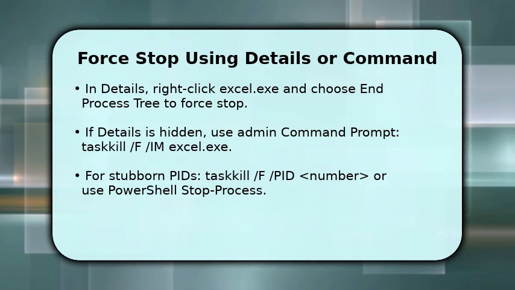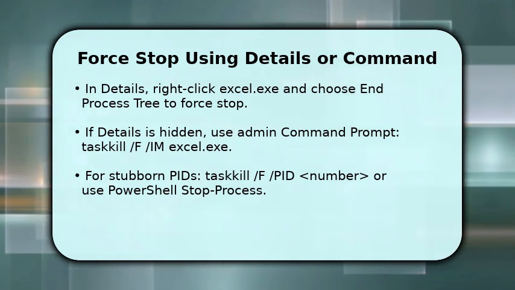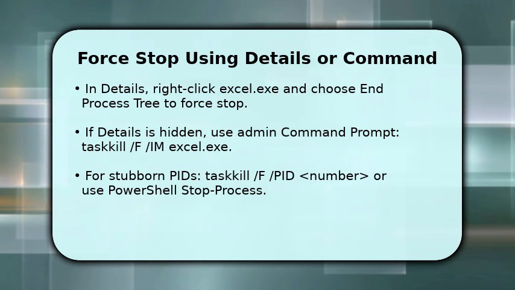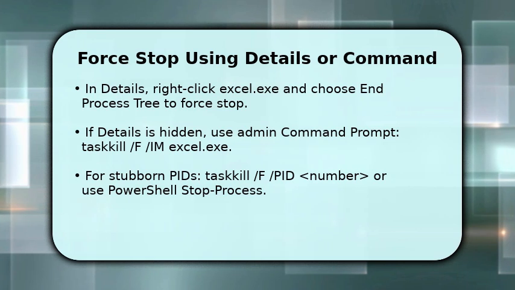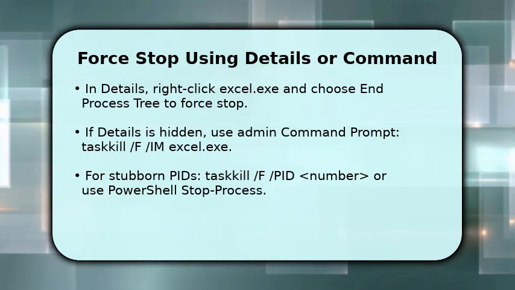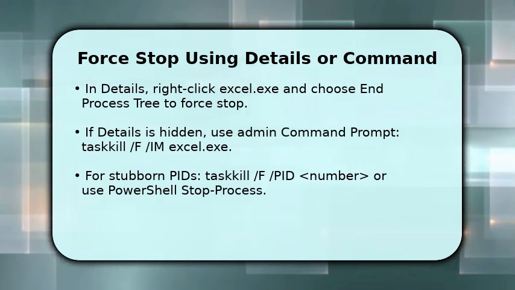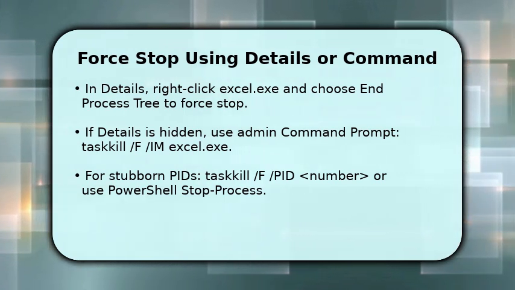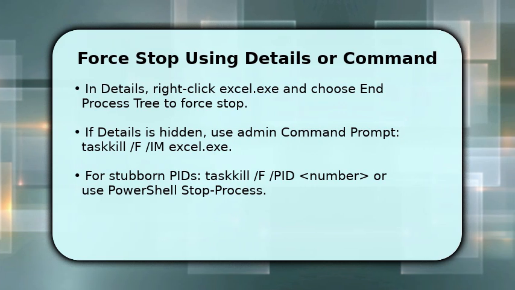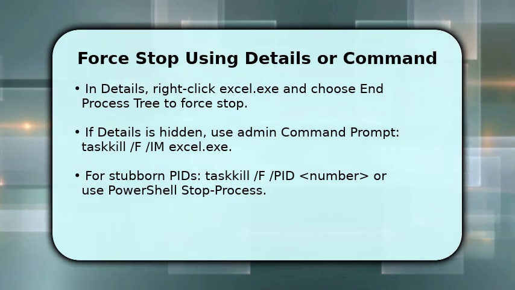If that fails or you prefer command line, open an admin command prompt and run taskkill /f /im excel.exe. This forcibly terminates all matching instances. Once done, if a specific PID resists, target it with taskkill /f /PID <number> or use PowerShell's Stop-Process -Id <number> -Force.